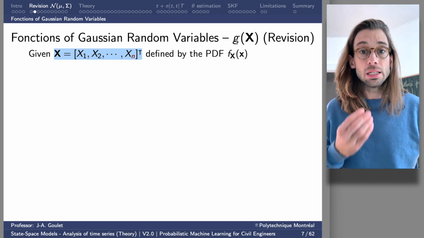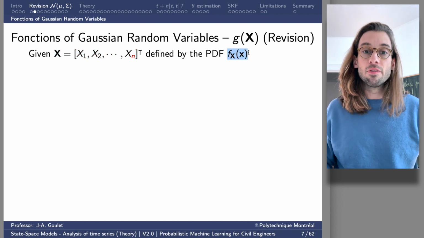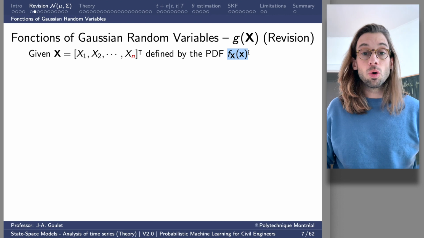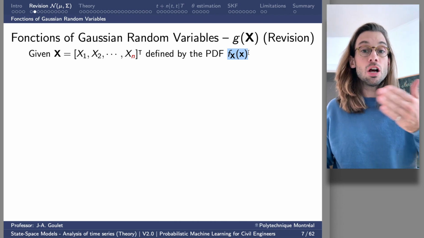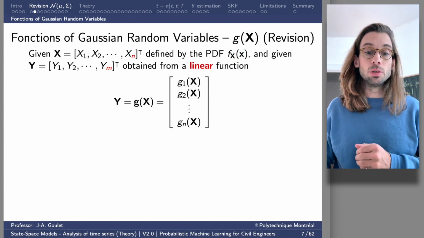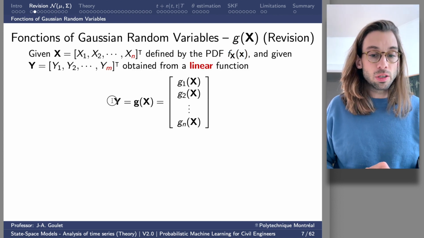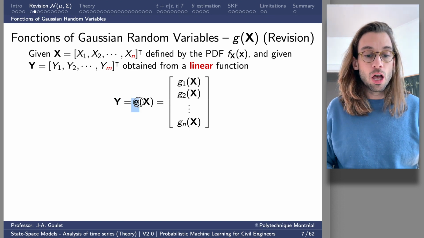So in this context, we assume that we know the joint PDF for X. What we're going to be looking at is the joint PDF for g of X, my deterministic function of my random input. So we're trying to characterize the PDF of Y, which is the output of my function g of X.